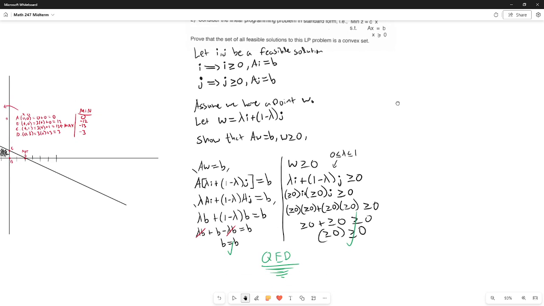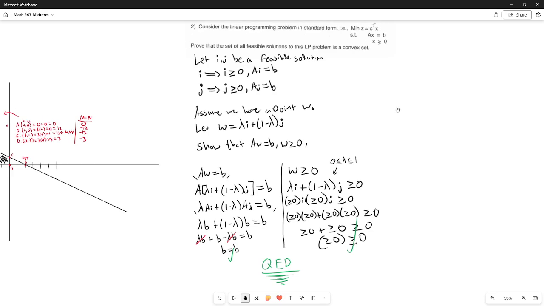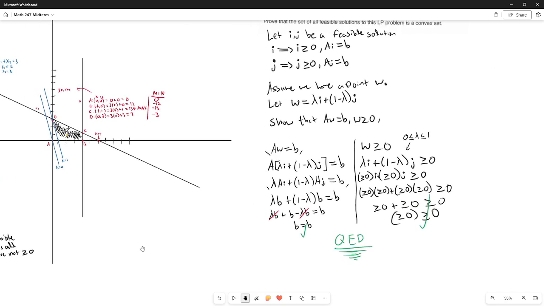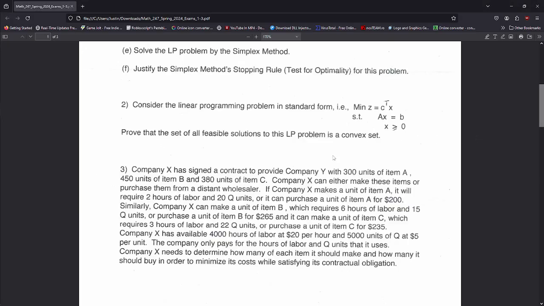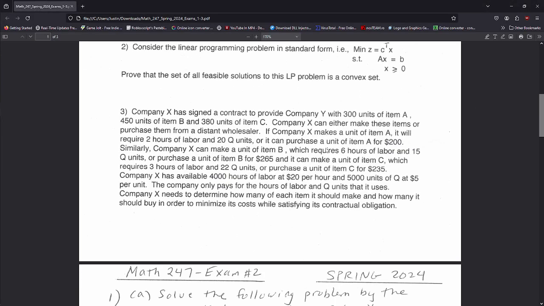Any other questions about this one? No? Okay. So now let's move on to the last question, and we'll call it a day. It's already almost at 2 hours.